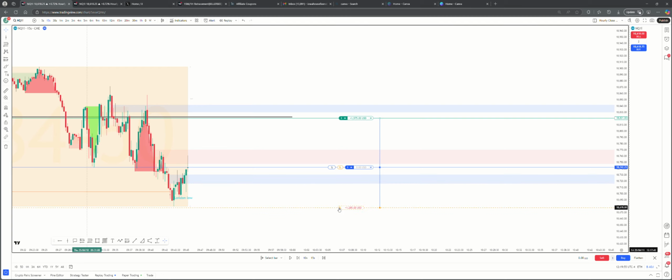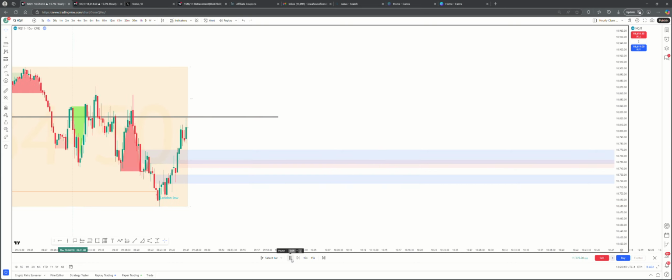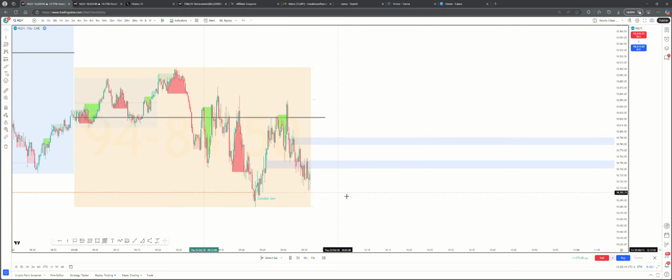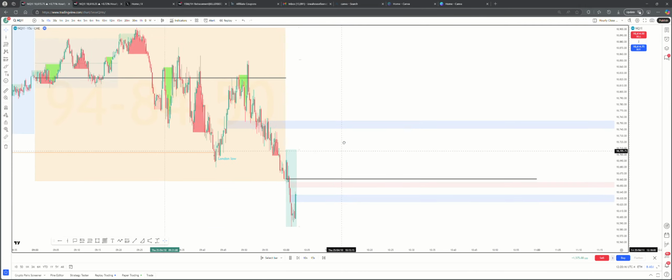So depending on your style of trading, I have been trying to put my stop below the swing. So let's see how this pans out. Perfect. All right, so that hour is done. We are waiting for the next hour to start.